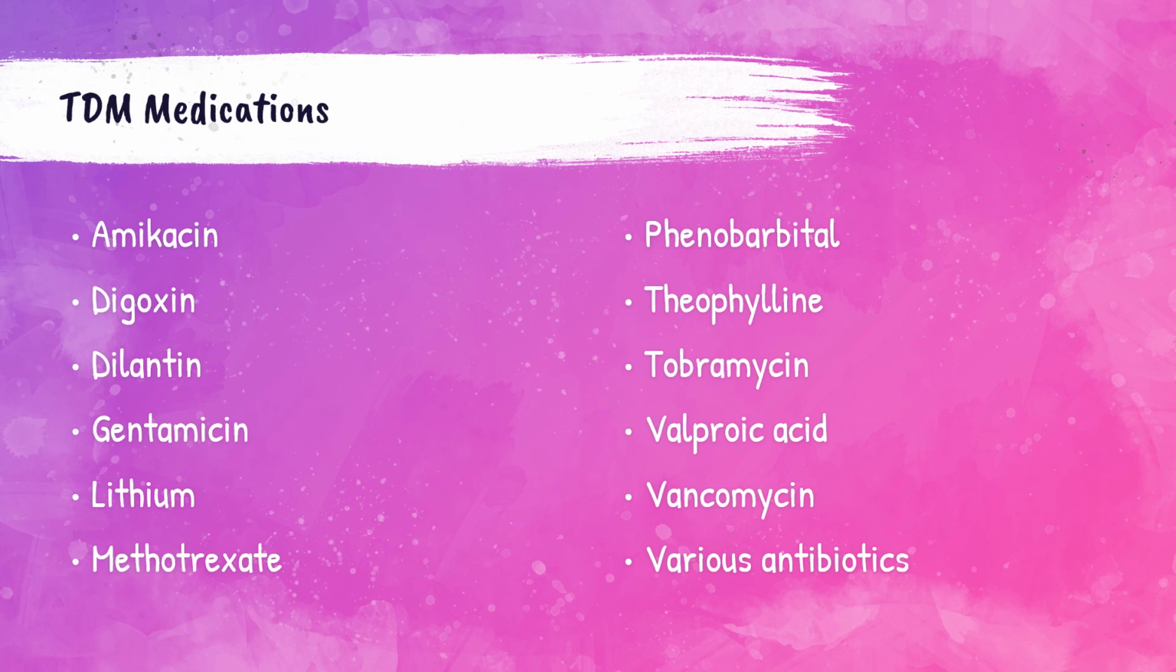Dilantin, phenobarbital, and valproic acid are anti-seizure medications. Lithium is used to treat manic depression or bipolar disorder. Methotrexate is a type of chemotherapy drug. Digoxin is a cardiology drug, so it helps with certain heart disorders. And theophylline is what we call a bronchodilator. This helps for lung issues like asthma or COPD.